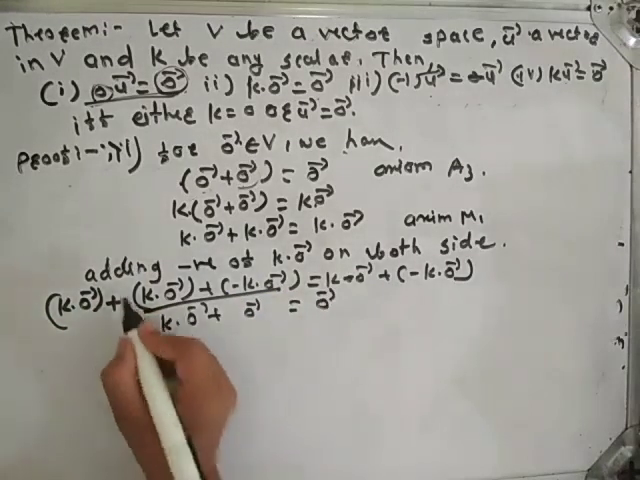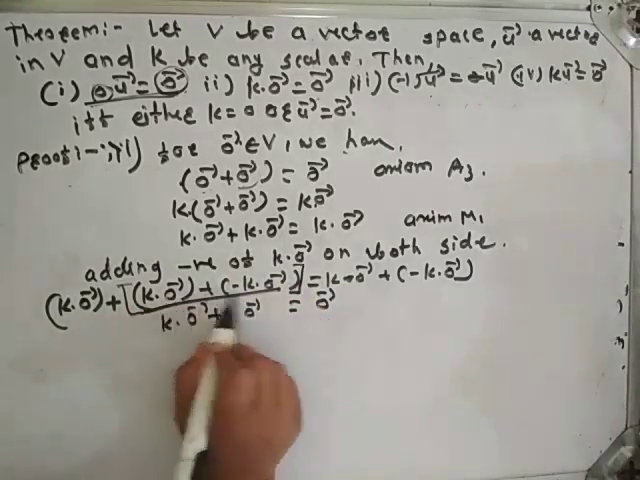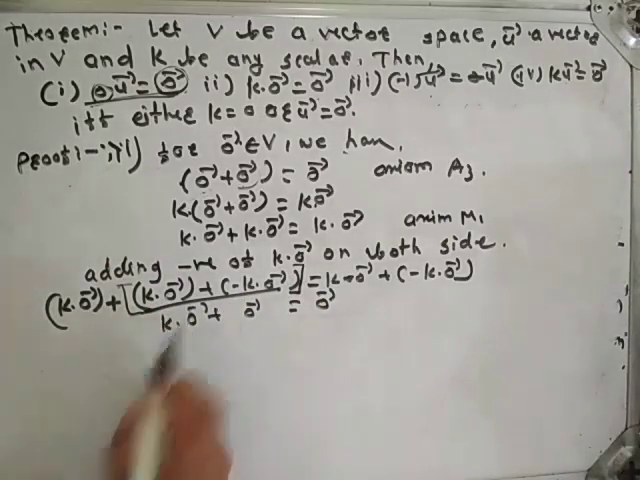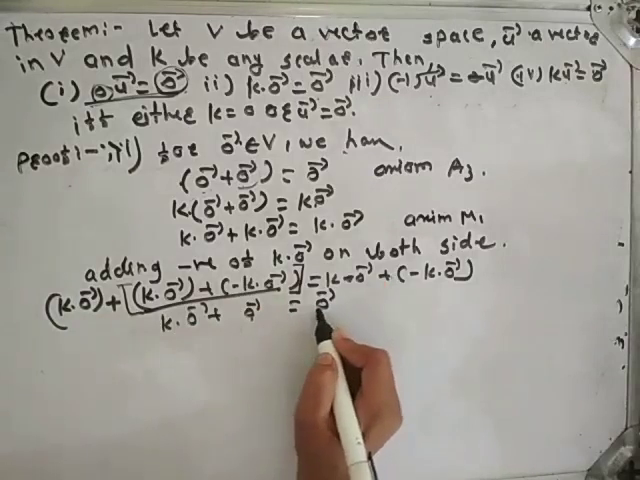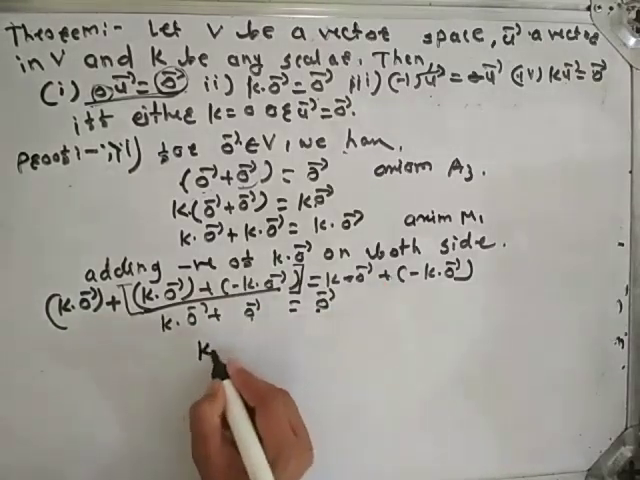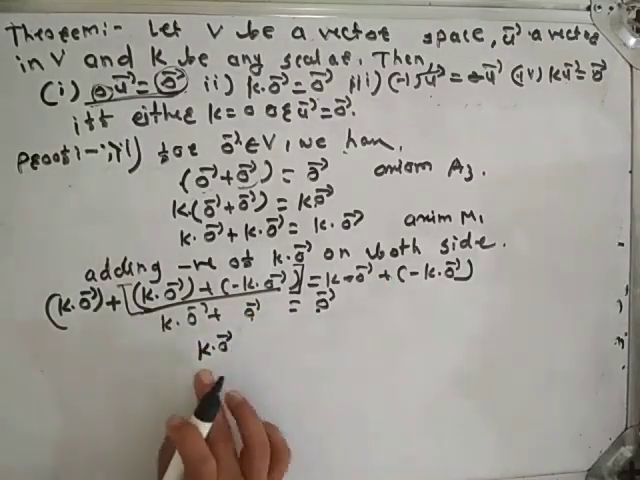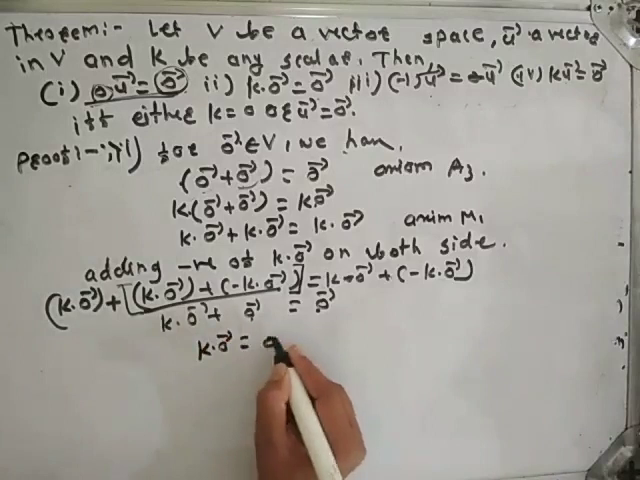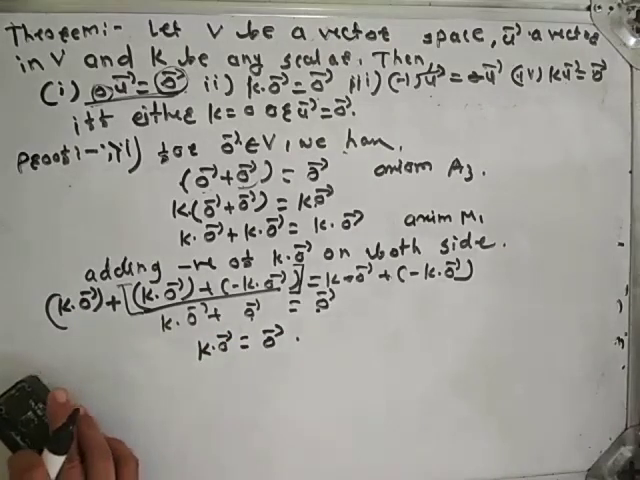Okay, this is 0 because k into 0 bar minus k into 0 bar is a negative of k into 0 bar. So this is 0, this is again 0 bar. So we will get k into 0 bar, because this 0 bar is a 0 vector. So we will get k into 0 bar, which is equal to 0 bar. Hence we have proved what we wanted to prove.